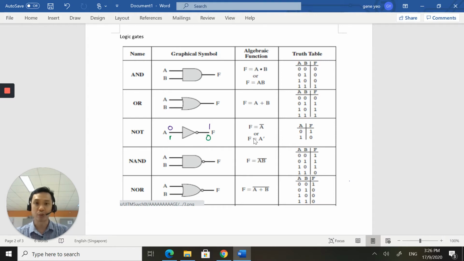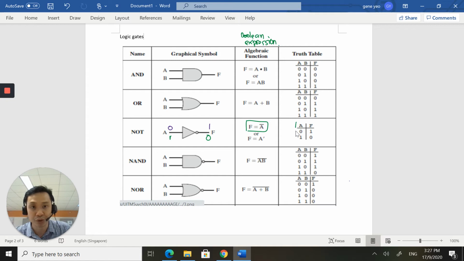Okay? And we can represent this in a Boolean expression. Think of a Boolean expression as something like an algebraic equation. It's written here as algebraic function, but in my class, I will call it a Boolean expression. Okay, so a Boolean expression for a NOT gate is the output F equals the input with a bar over it. This bar here tells me that the output is going to be the opposite from the input.